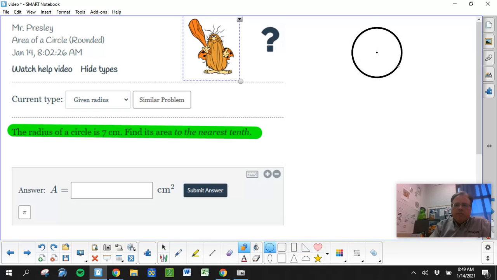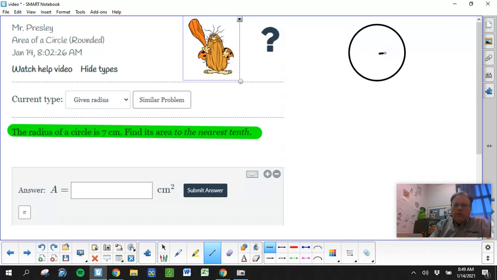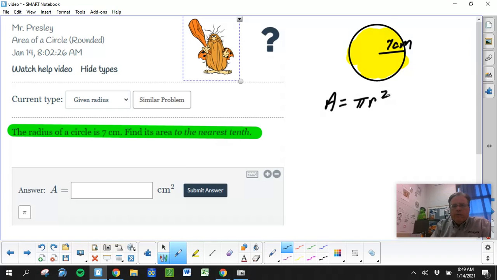We have a circle. We have a radius going halfway across. It is 7 centimeters. Little Pac-Man in his mouth is 7 centimeters long. What we're trying to find is not this circle around, but the space inside. The space inside, that's the area. Well, the area formula for a circle is pi r squared. Okay, now this time they want to the nearest tenth, which means I'm going to use pi equals 3.14.